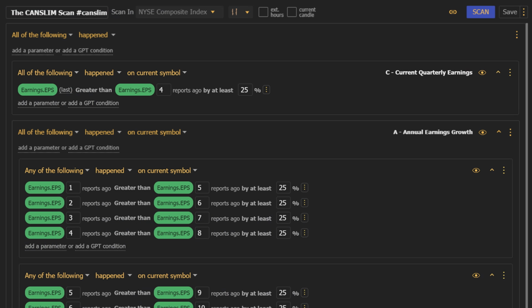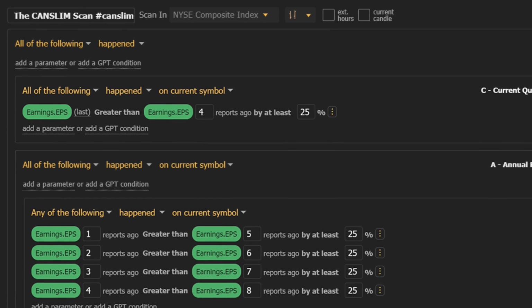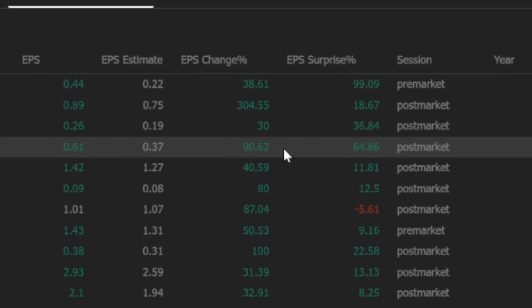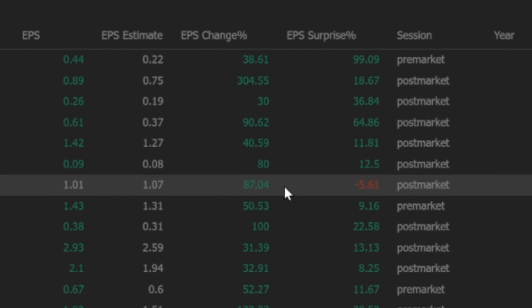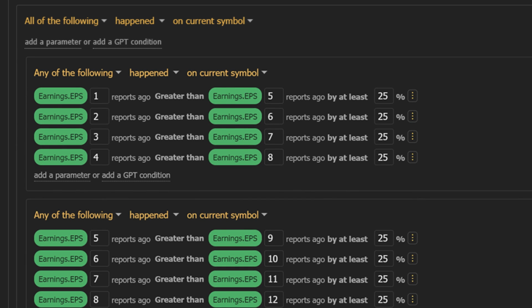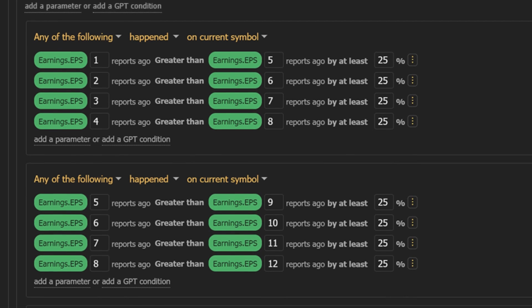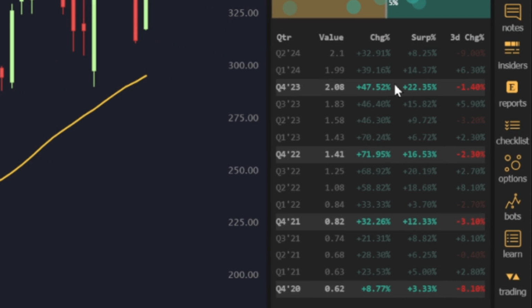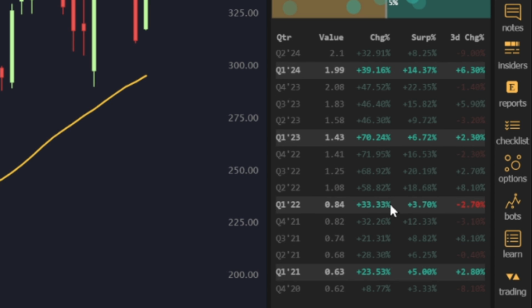We'll start with the C, which stands for Current Quarterly Earnings. This component focuses on the company's earnings performance in the most recent quarter, defining year-over-year earnings growth of 25% or more. Next is the A of CANSLIM, which refers to annual earnings. To define this in the scan, we require that at least one quarter in each year of the 3-year look-back period shows year-over-year earnings growth of 25% or more.